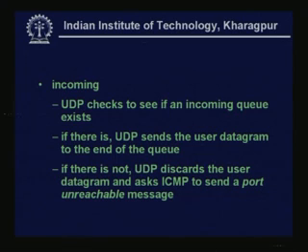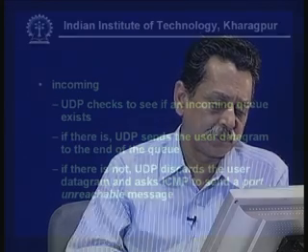And who is going to consume from this incoming queue? Naturally, the particular application process that is serving. It will consume from this queue, which is being fed by UDP. So far as the outgoing queue is concerned, the application process is going to put things in the queue and UDP will take out the message to be communicated from the queue.